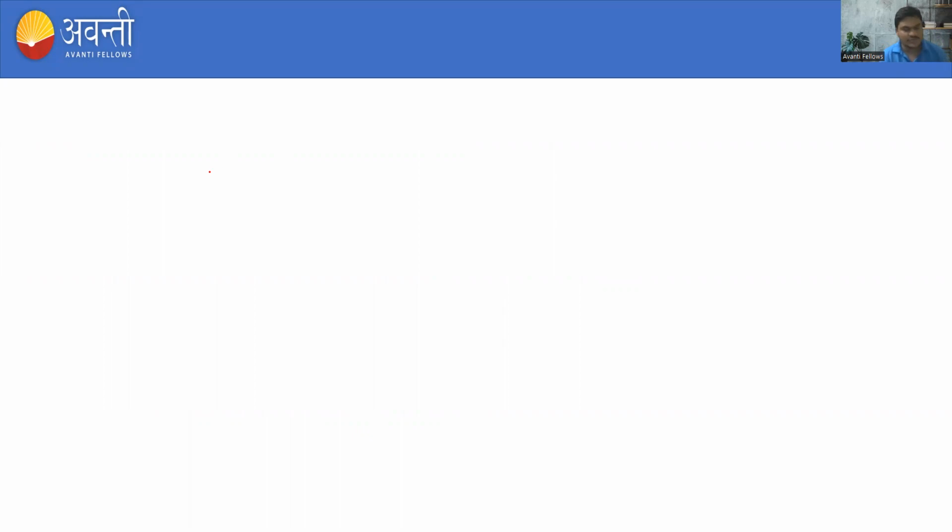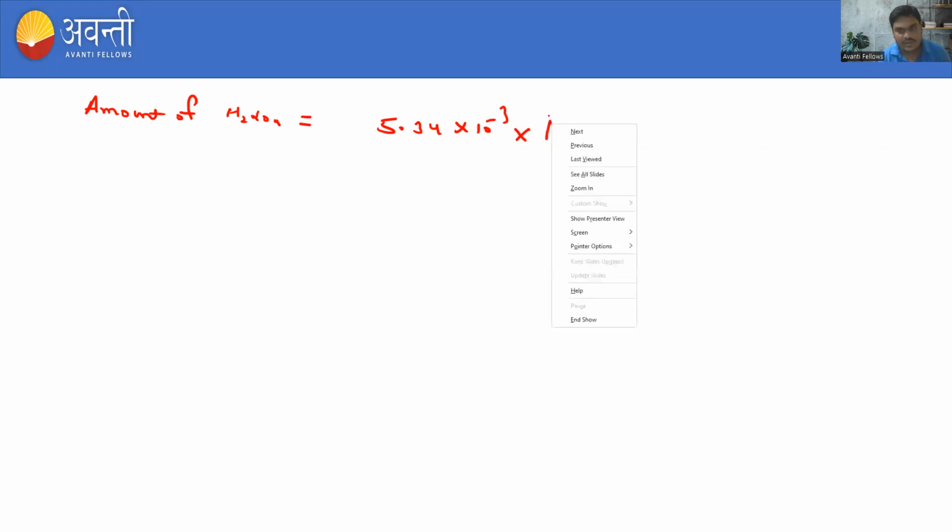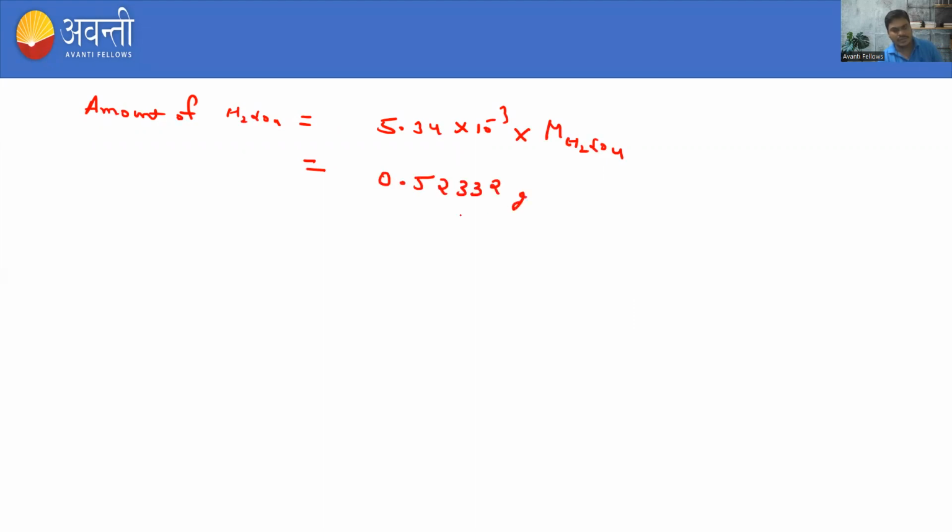So how will you calculate the amount of H2SO4? The amount of H2SO4 is nothing but 5.34 times 10 to the power minus 3, just calculated, multiplied by the molar mass of H2SO4. On solving, you'll get 0.52332 gram. So this is the amount of H2SO4 we have.